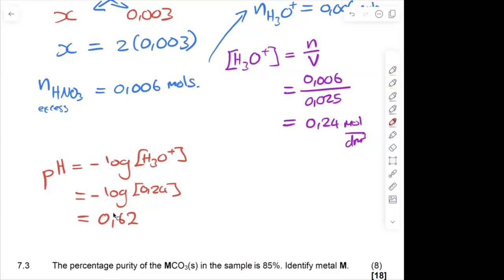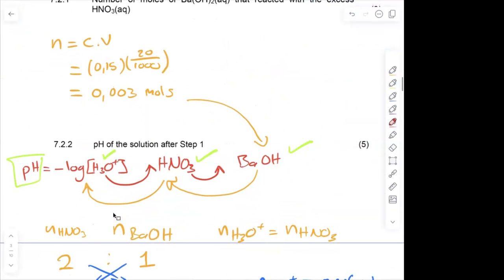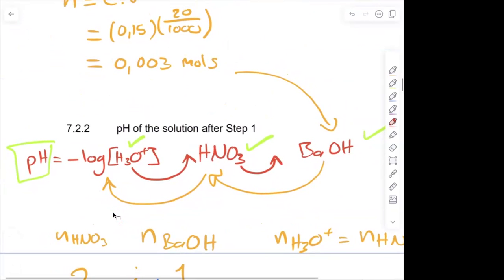If it makes sense to you guys, please give me a thumbs up. I'll quickly repeat the process that we had to follow to get here. Like I said, be ready for lots and lots of calculations, but what's important is the methodology we follow. Remember, the question says, what is the pH of the solution after step 1?